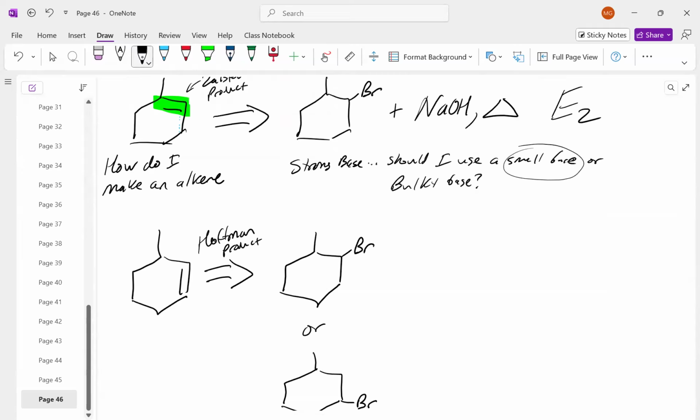I want the less stable product. So I need to use, or I should say less substituted, which is the less stable alkene. I need to use a bulky base. So here I could use a base like tert-butoxide. I could use one of the other ones like DBU or DBN. Pick any of those, it's fine.